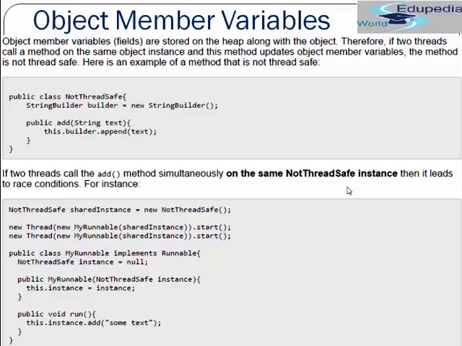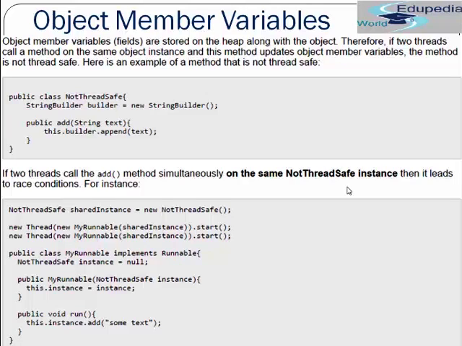Okay guys, moving forward to object member variables. Object member variable fields are stored on the heap along with the object. Therefore, if two threads call a method on the same object instance and this method updates an object member variable, the method is not thread safe. Here is an example of a method that is not thread safe.